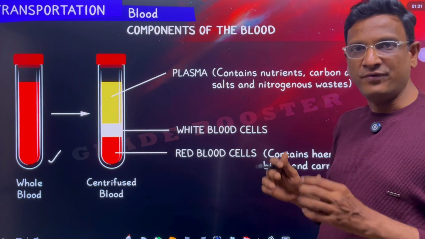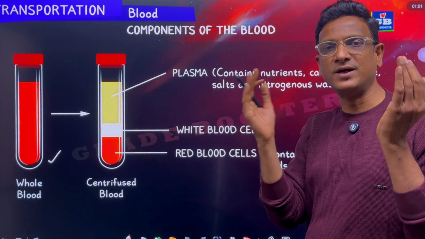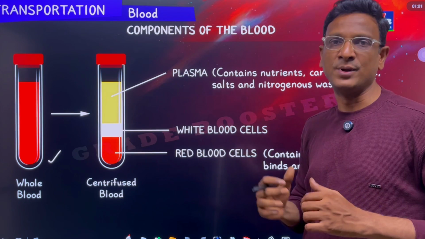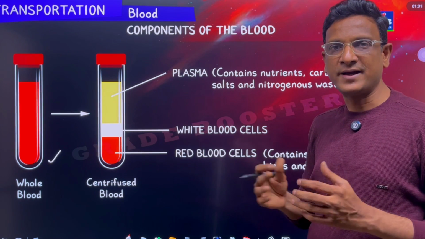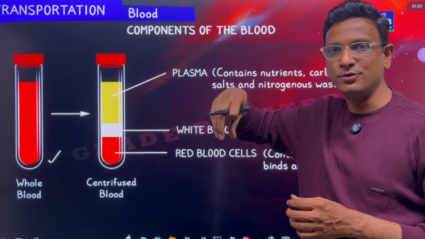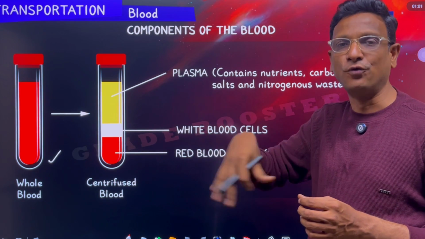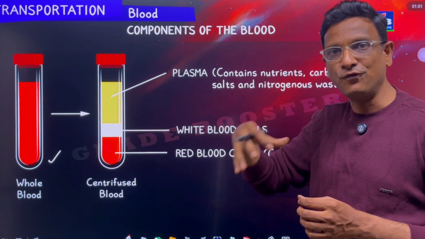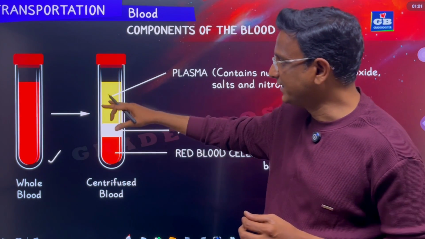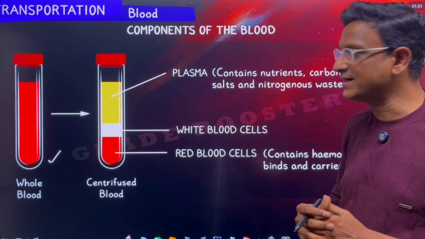When the blood is centrifuged, centrifuged means there is a device called a centrifugator, usually present in laboratories. What happens in this centrifugator? When they take the blood in a test tube and put it in the centrifugator and rotate it, due to the centrifugal force, that is a force you study in physics, the blood gets divided into its various components. Different components of blood get separated.